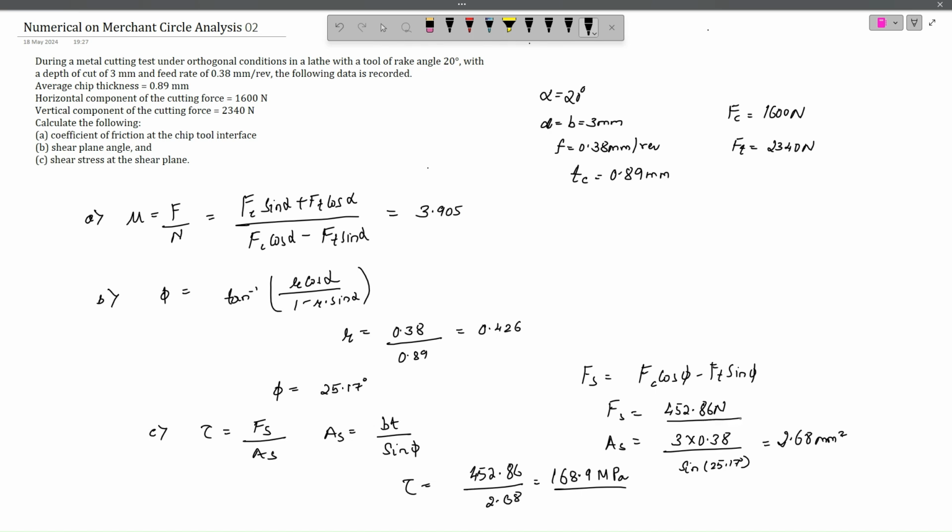This is the value of the shear force, the value of the shear angle, the value of the chip thickness ratio, and the value of the coefficient of friction. So with this, we complete the computation of all the parameters that are asked in the problem.